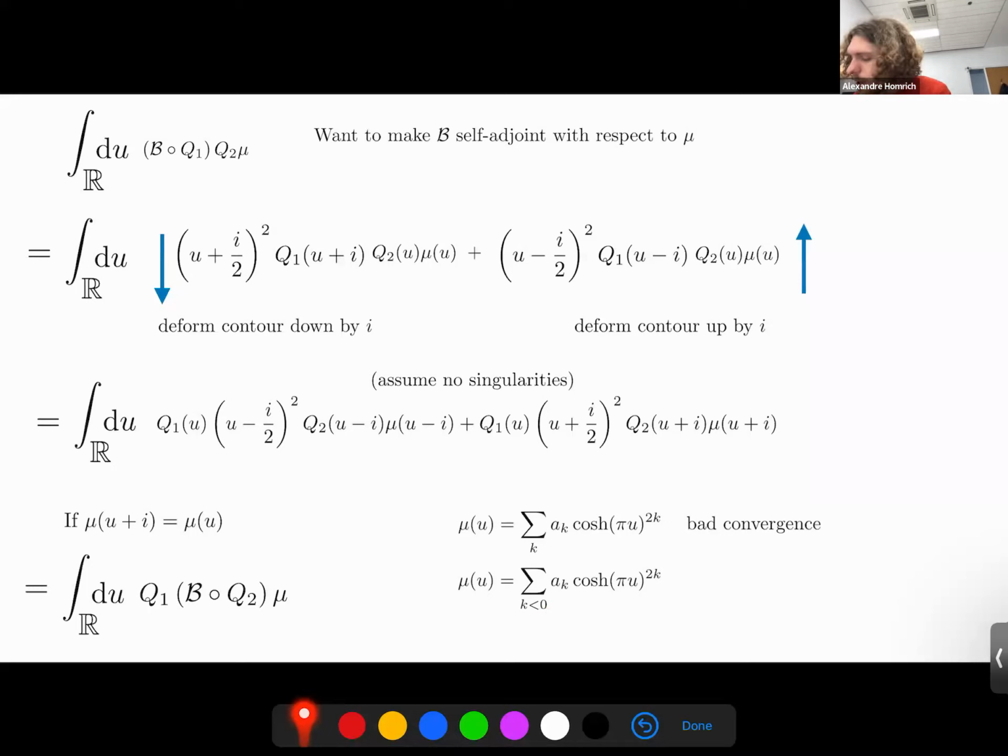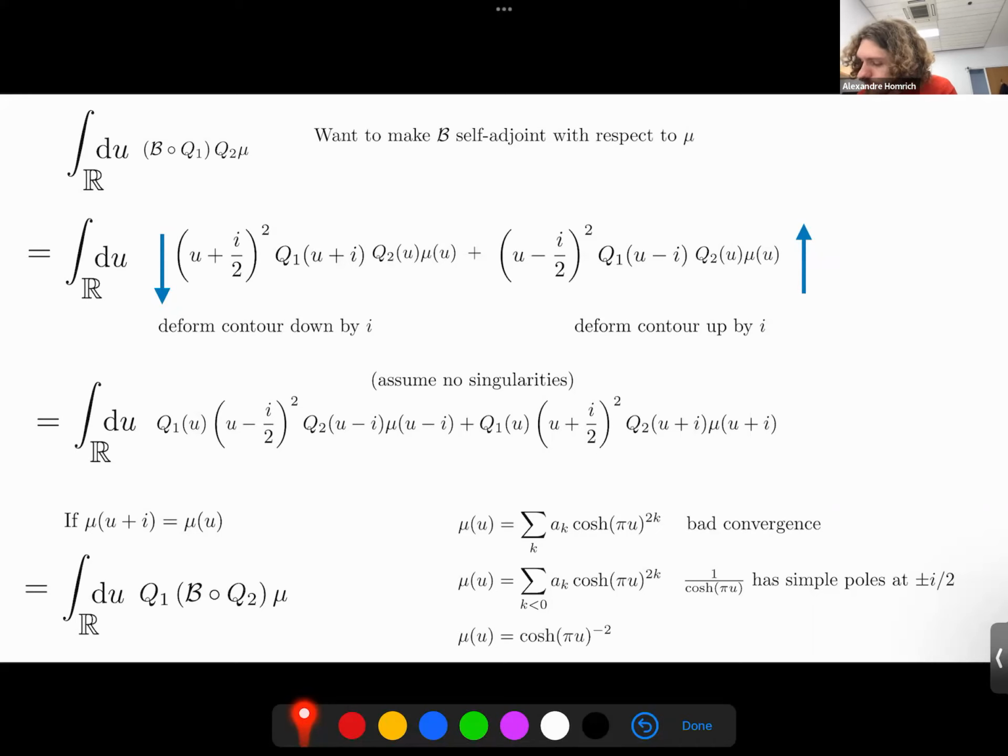Okay. But now for k negative, we have a different issue, which is that 1 over cosh has simple poles at plus minus I over 2, which are along the path of the deformations we considered, right? So these deformations pass through minus I over 2, and this one passes through plus I over 2. So for arbitrary negative k, we would have problems with poles.